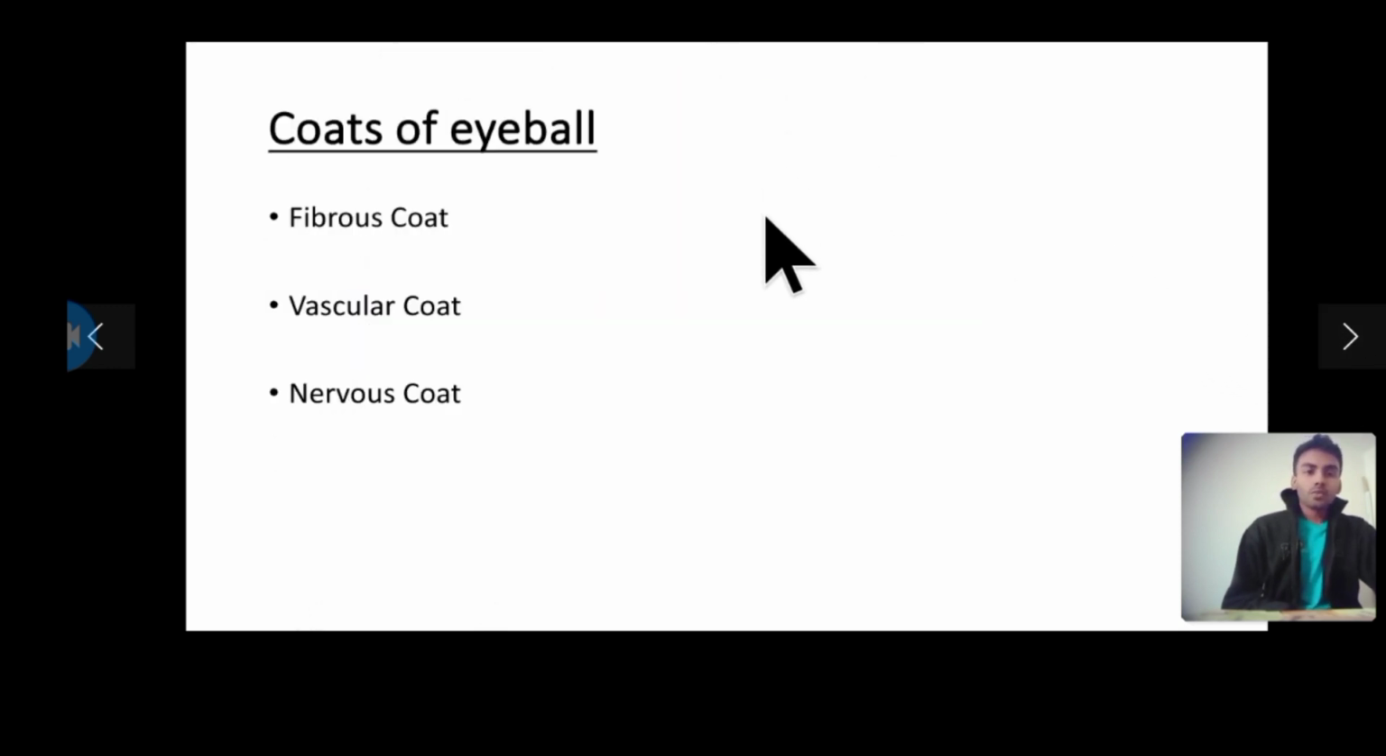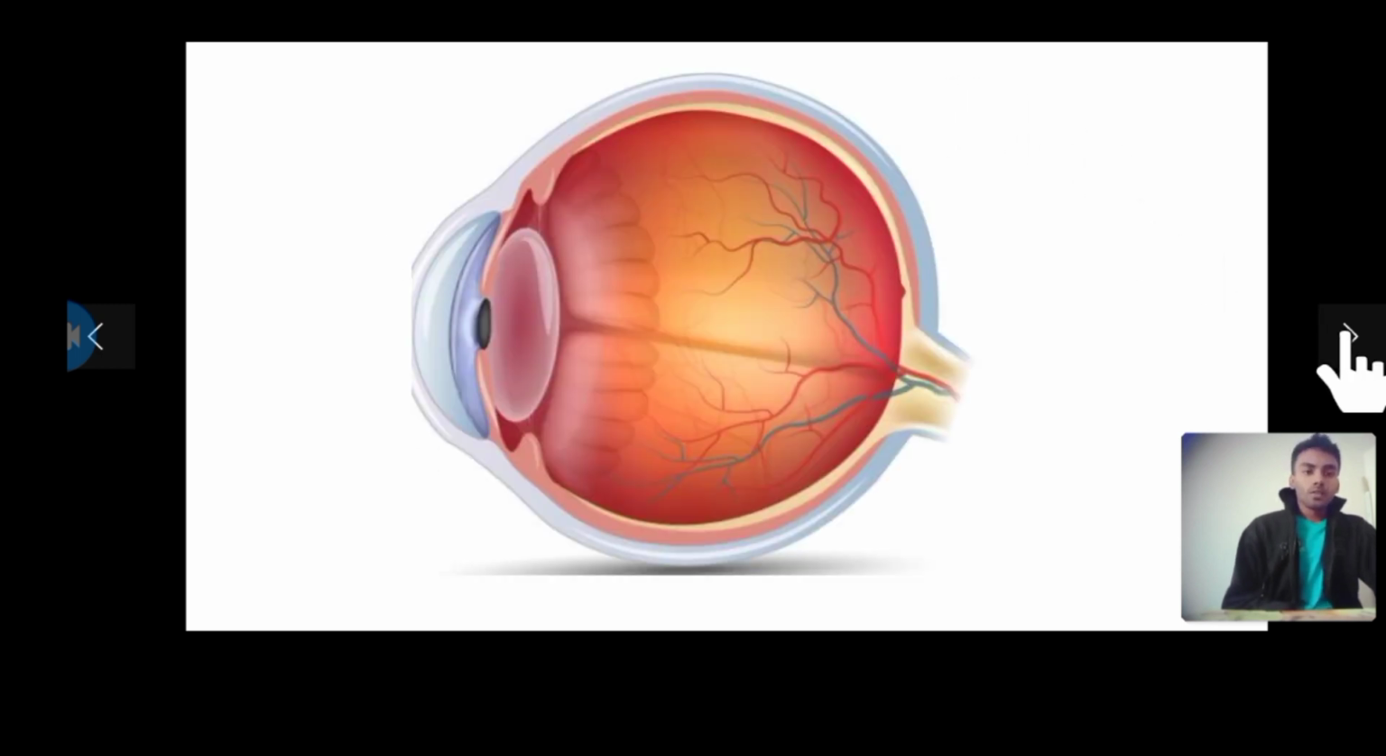Our eyeball has three coats: the fibrous coat, the vascular coat, and the nervous coat. In this picture, the outer fibrous coat, the white colored coat, is the external or outermost coat of the eyeball. This fibrous coat consists of two things: one is the cornea and another is the sclera. The cornea is the anterior 1/6 part of the eyeball, and it is transparent.